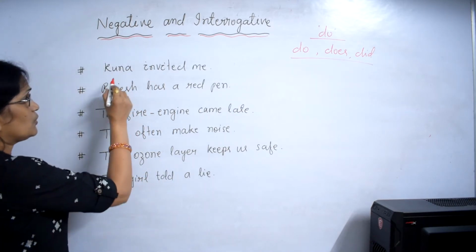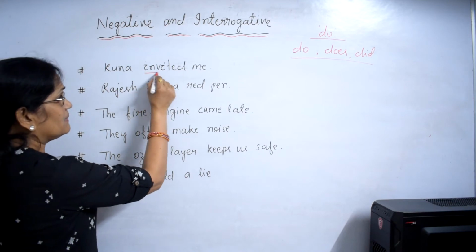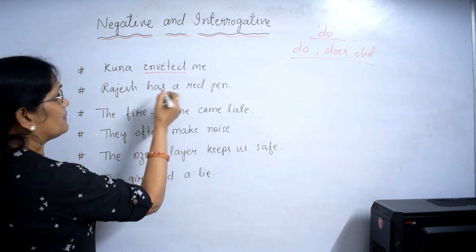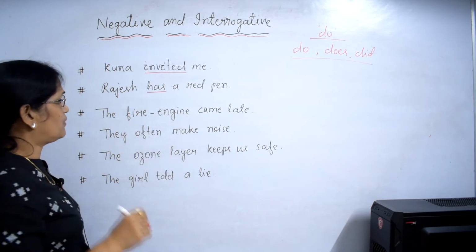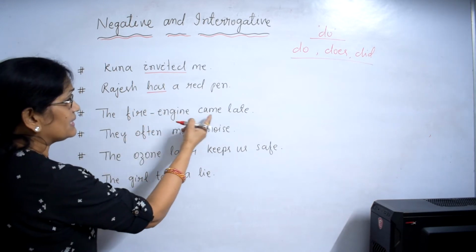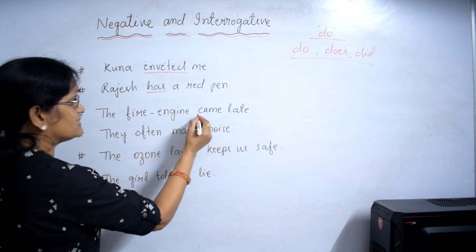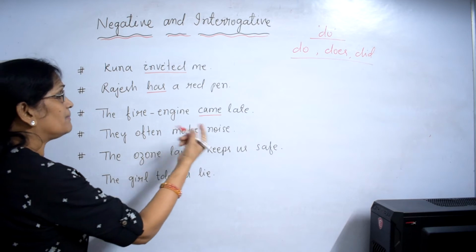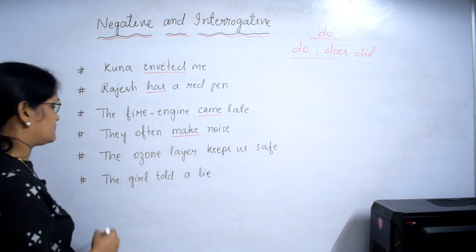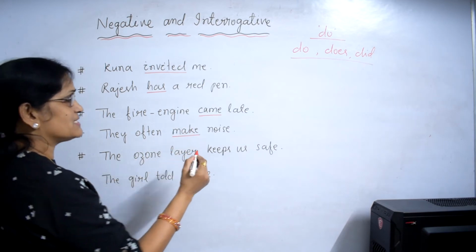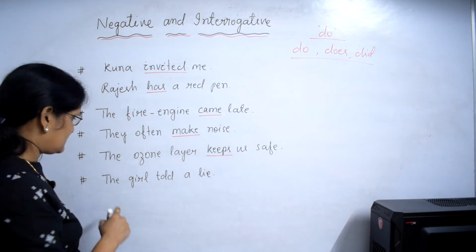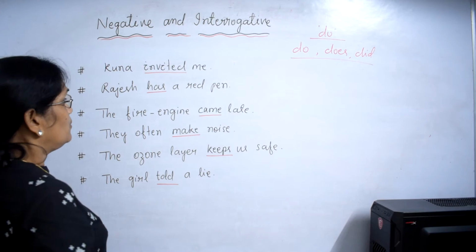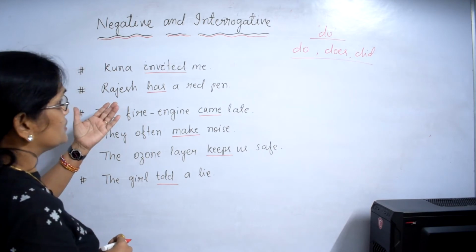Let's see. Kuna invited me. Here invited is the main verb. Rajesh has a red pen. Has is the main verb. The fire engine came late. Came is the verb. They often make noise. Make is the verb. The ozone layer keeps us safe. Keeps is the verb. The girl told a lie. Told is the verb.